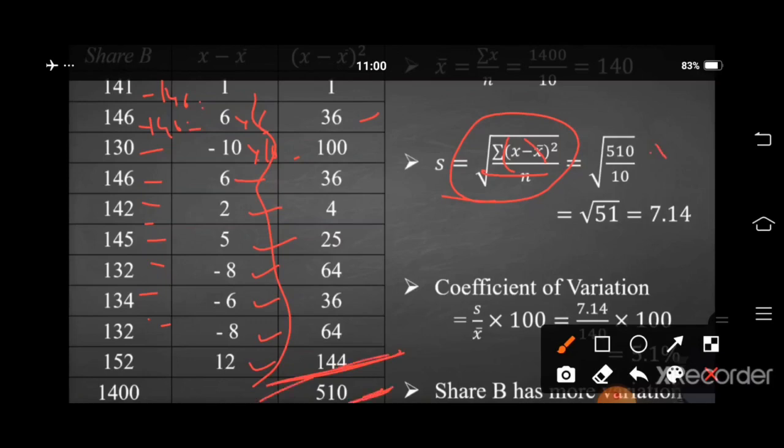Write down here sigma of column (x minus x bar) whole square divided by the number of observations, 10. The answer is 51. Under root of 51 equals 7.14.